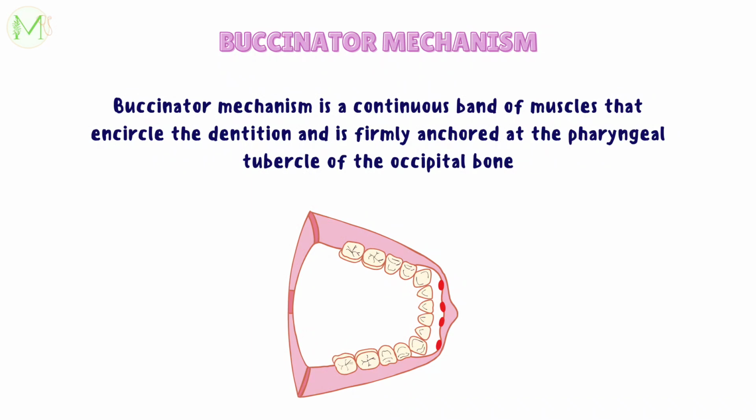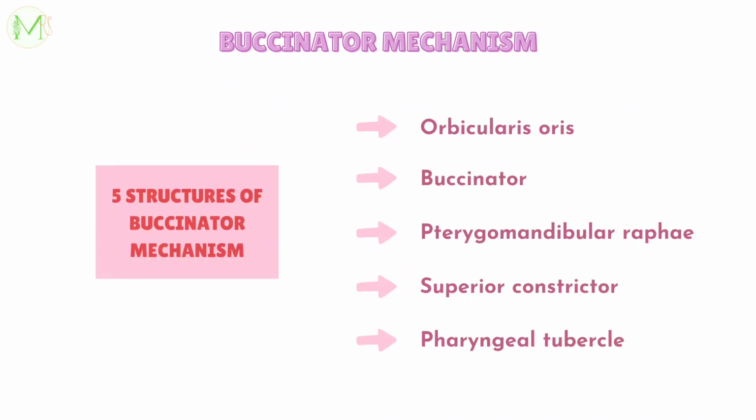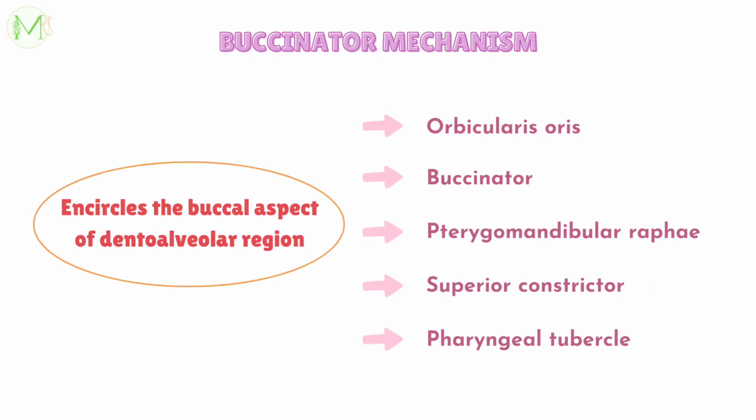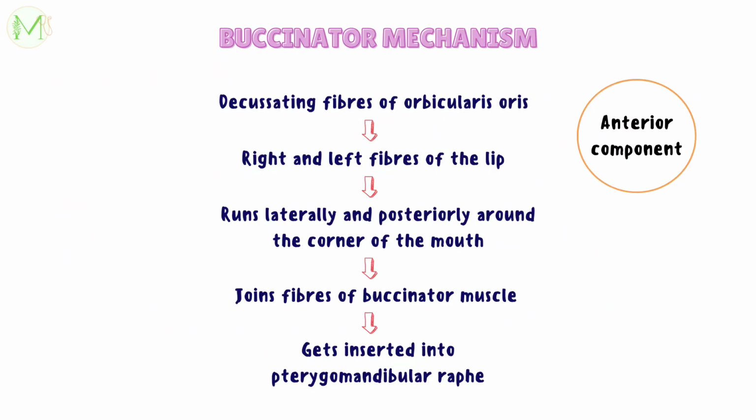Buccinator mechanism is a continuous band of muscle that encircles the dentition and is firmly anchored at the pharyngeal tubercle of the occipital bone. There are 5 major structures involved in the Buccinator mechanism: orbicularis oris, buccinator, pterygomandibular raphe, superior constrictor muscle, and pharyngeal tubercle of the occipital bone. This band of muscle encircles the dentoalveolar region from the buccal aspect. This phenomenon is referred to as the Buccinator mechanism.